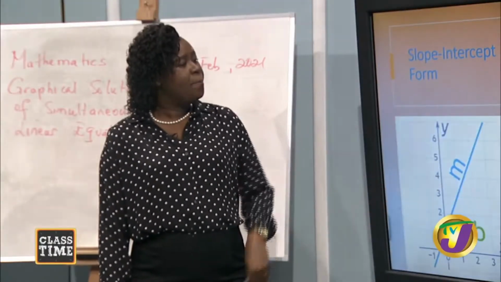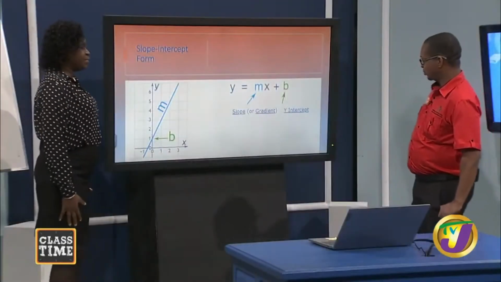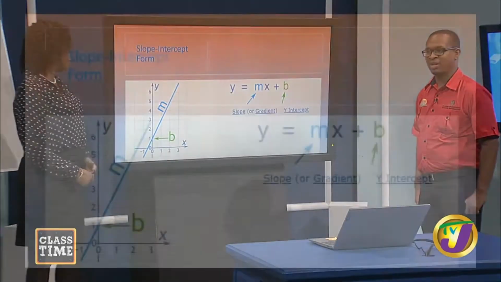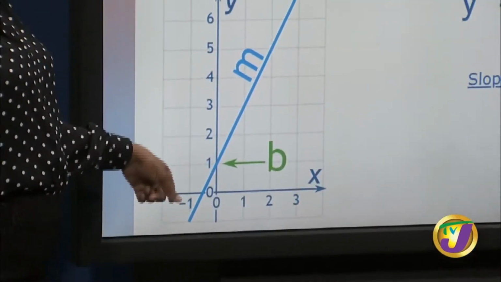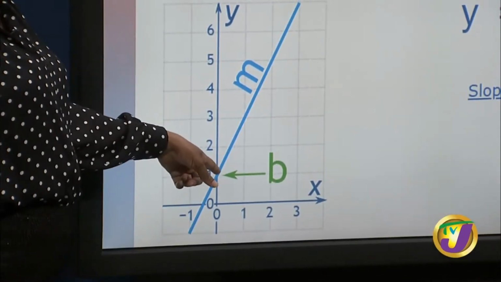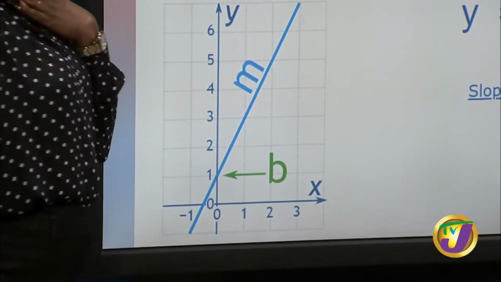That is correct. Now, this should look familiar to you. The slope-intercept form is y = mx + b, where m is the slope or gradient or the rate of change, and b is the y-intercept. Yes, that definitely looks familiar. And notice when we talk about the y-intercept, we're talking about the point on the y-axis where the graph cuts or intersects the y-axis. It's a specific point that would be our y-intercept.